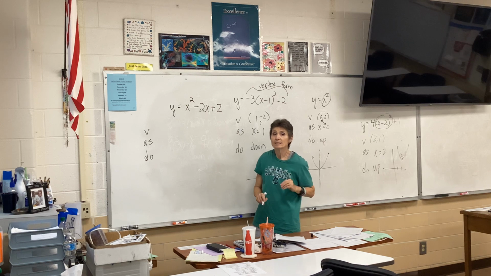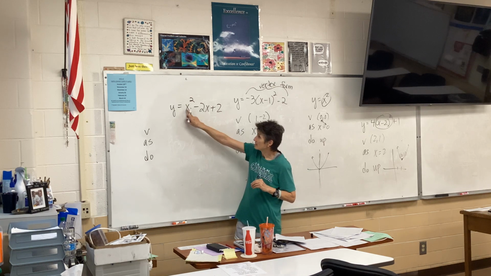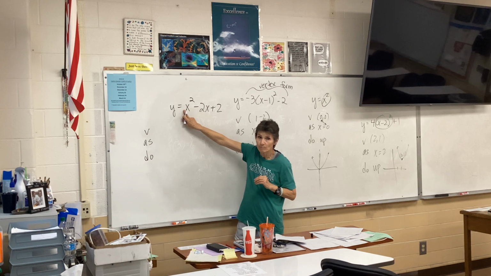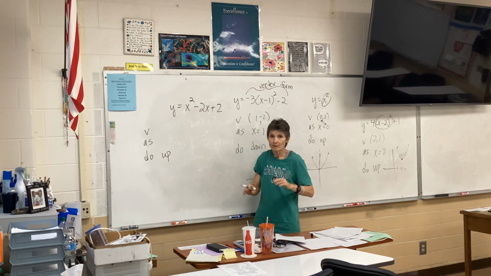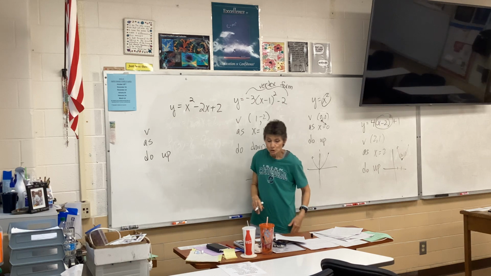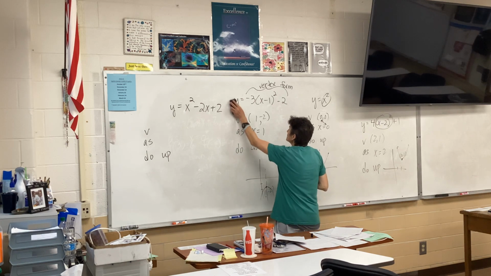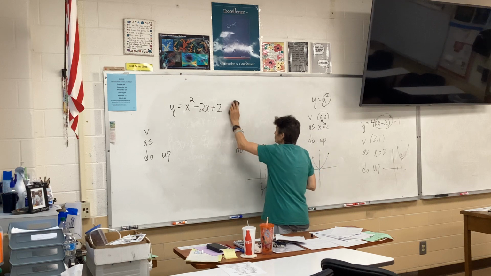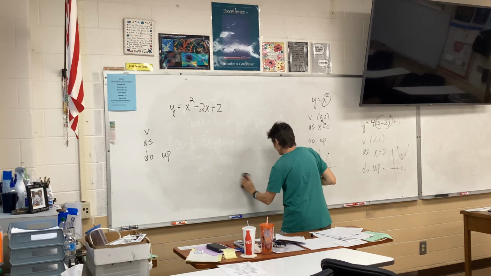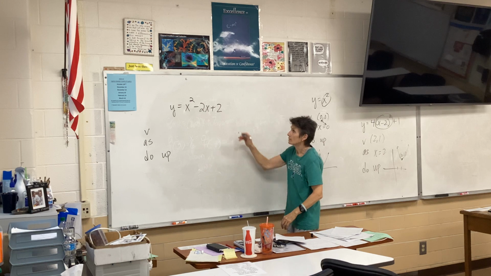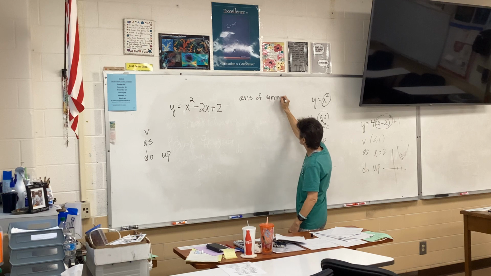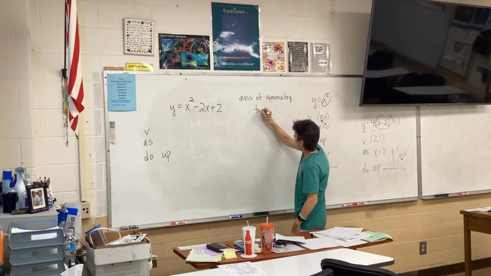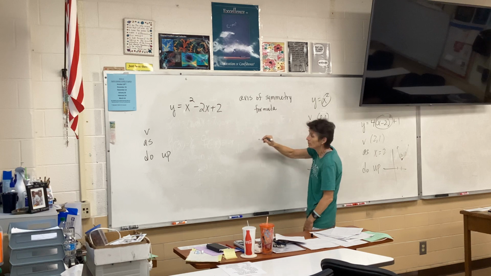The direction of opening is a no-brainer because there is not a negative in front of the problem. If there is a negative in front of the problem, you open down. Otherwise, you open up. No-brainer. To find the vertex, you are not going to be able to look at your equation anymore. You're going to have to do some work. We're going to use what's called the axis of symmetry formula. And it is super simple. You may have used it before.